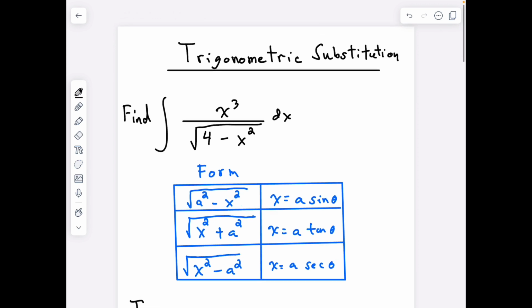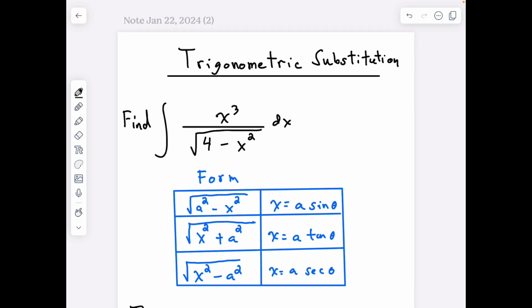All right, so using a trigonometric substitution, typically the way it's done is by looking at the form that you have. And I wrote some forms with some square roots here. You have the form of a square root of a squared minus x squared, square root of x squared plus a squared, square root of x squared minus a squared. Now you actually don't need to have the square root there necessarily. However, that's the most common way of presenting these.